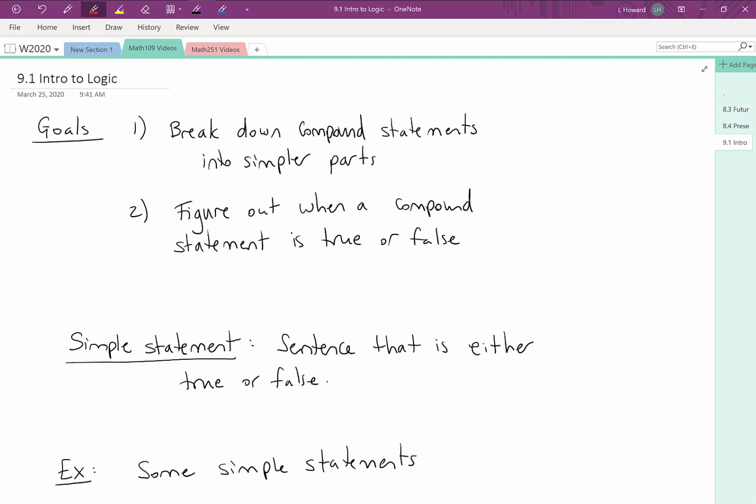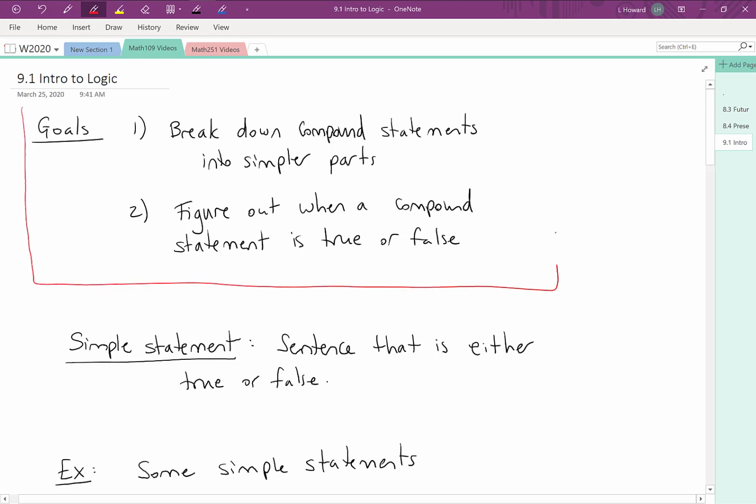So this video is on section 9.1. It's called Intro to Logic. And first thing I wanted to do is just talk about our big goals in chapter 9. So we've got two goals here. First goal, we want to break down compound statements into simpler parts.